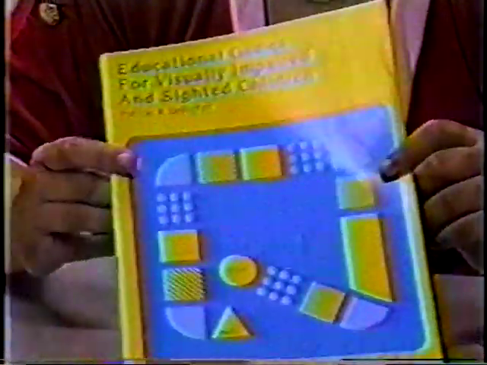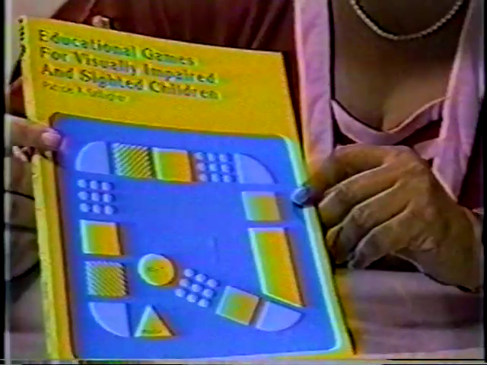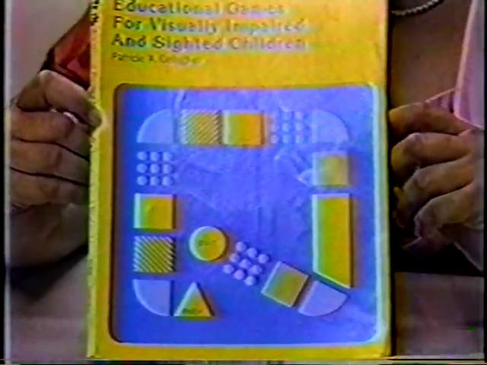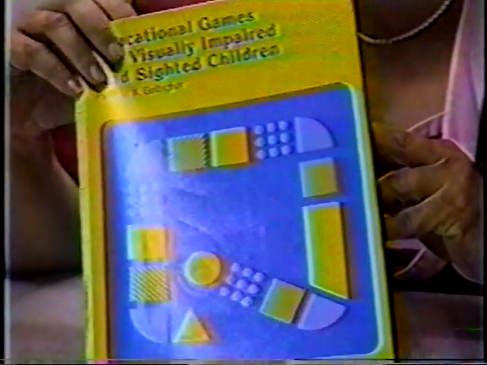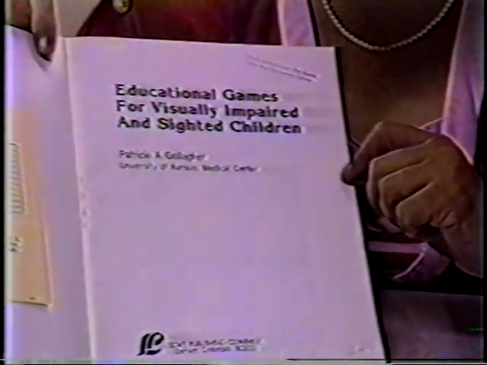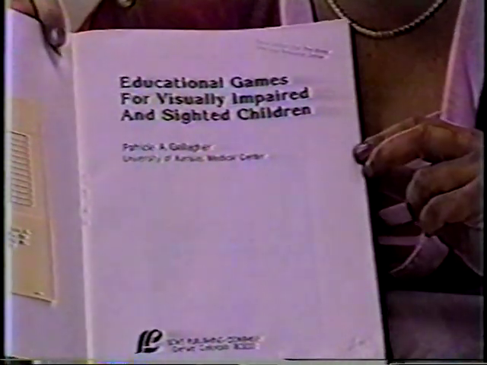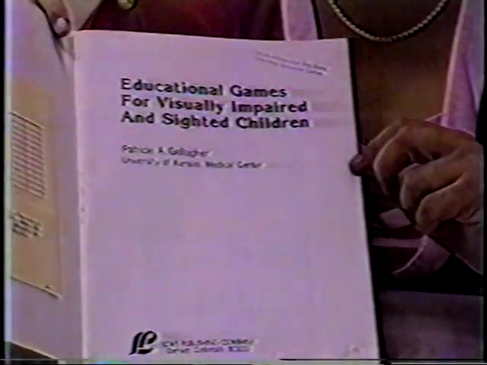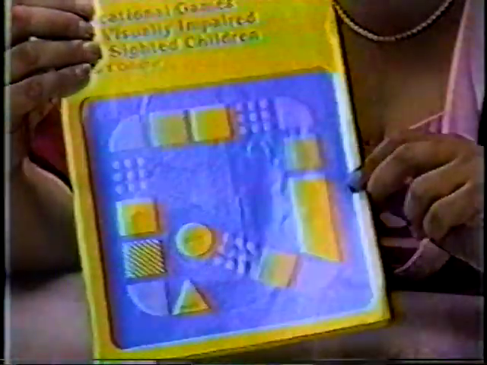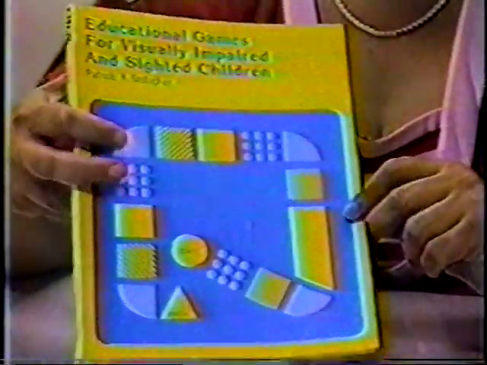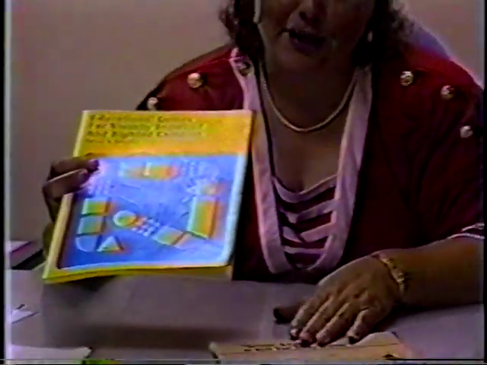The other book is a little bit newer. It was developed by Patricia Gallagher, and it's called Educational Games for Visually Impaired and Sighted Children. It's very similar in that it has board games, it has ideas for adapting materials and resources. It was published by the Love Publishing Company in Denver, Colorado, and is, as far as I know, still available from that source. So if you're interested in information about either one of these two books, if you'll call me, I'll be happy to give you any information that I can.